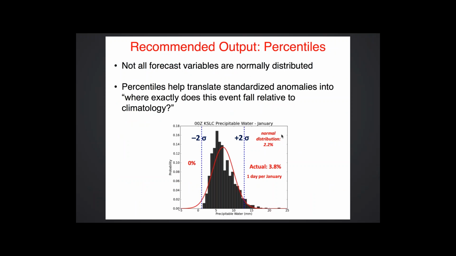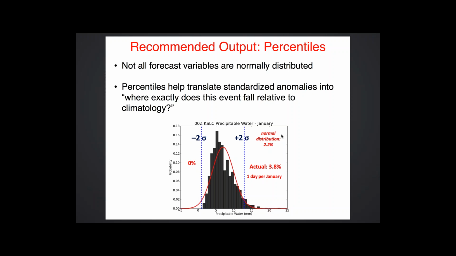I don't have time to go over all the different outputs, but if you're new to the Ensemble Situational Awareness table, I would recommend that you start out using the percentile output. That's because not all forecast variables are normally distributed, and the percentiles will help you translate that standardized anomaly into where exactly this event falls relative to the climatology.